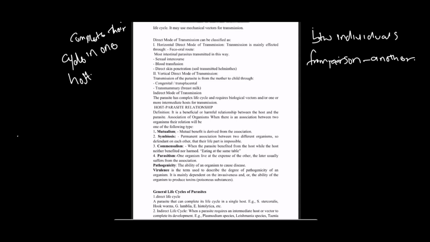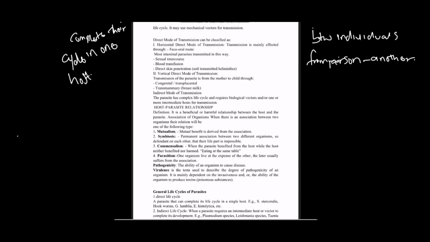That's what I want to buttress on, the difference between the horizontal direct mode of transmission and the vertical direct mode of transmission. This one does not involve parent and child. It's not being passed from gametes, that is, during birth. It's not genetic. It's being contracted from person to person, through direct skin penetration, blood transfusion, sexual intercourse, or through the fecal-oral route, especially the intestinal parasites, which find their way into the body of the host through the anal region or the oral route. We are together to this point.